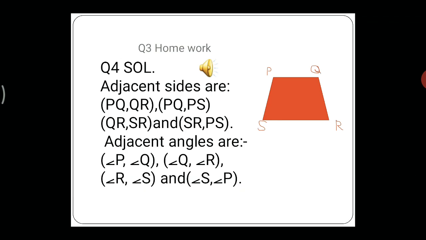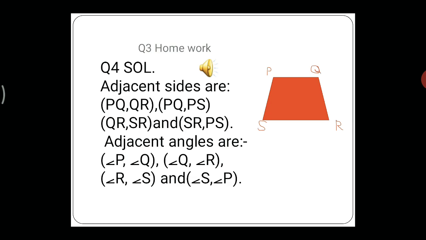Question 4 is, we have to draw a quadrilateral PQRS and we have to find out the adjacent sides and adjacent angles of the quadrilateral. Adjacent sides are those sides which share a common vertex. So if P is a common vertex between line PQ and PS, then PQ and PS are the adjacent sides. Same, PQ and QR are the adjacent sides because Q is the common vertex, and similarly QR and SR are the adjacent sides, and finally PS and SR are the adjacent sides.